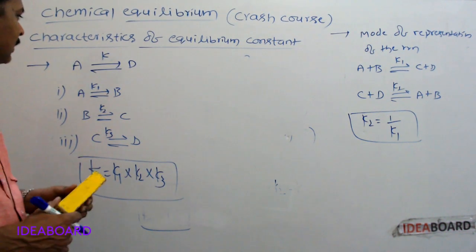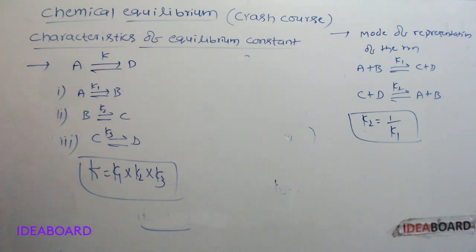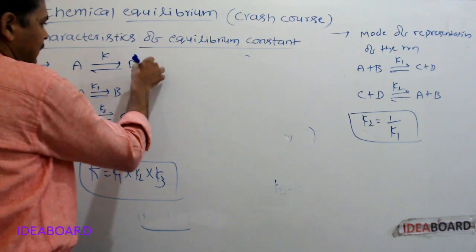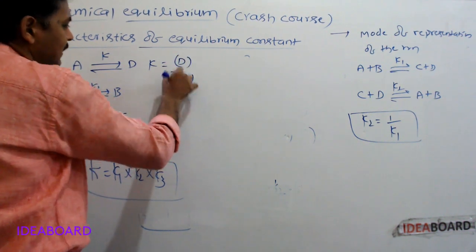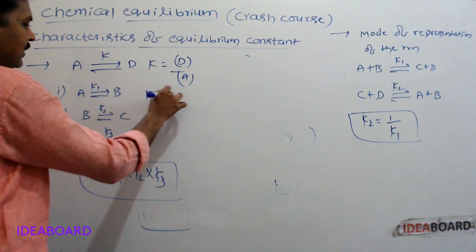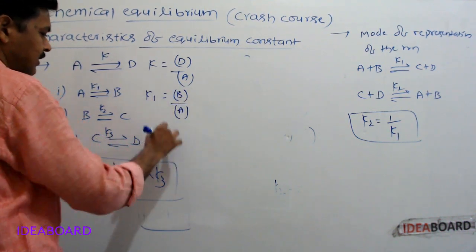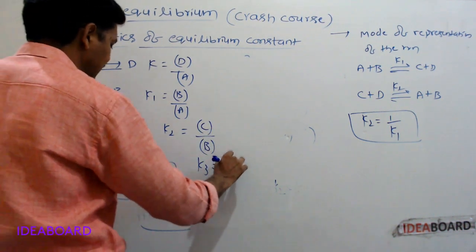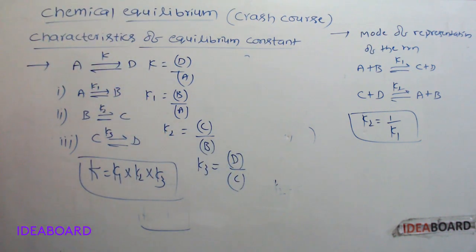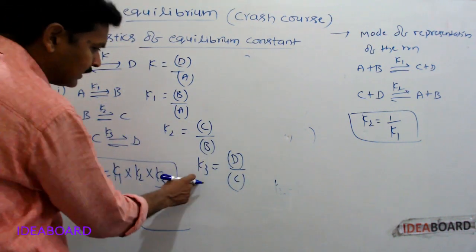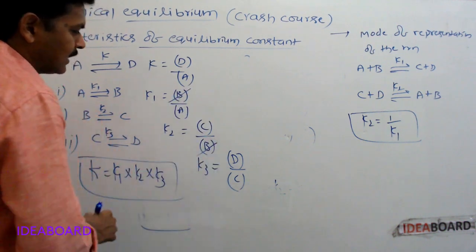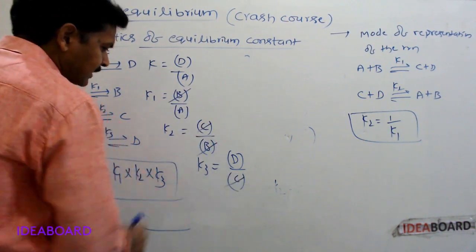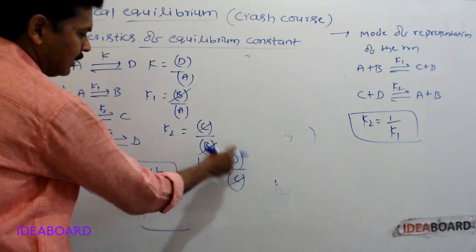If the reaction takes place in more than one step, then the equilibrium constant for the overall reaction is the product of the equilibrium constants of individual steps. Here K is nothing but D concentration by A concentration. K1 is B concentration by A concentration. K2 is C concentration by B concentration. K3 is D concentration by C concentration. If you multiply K1, K2, K3, B will get cancelled, C will get cancelled, then we will get D by A only.